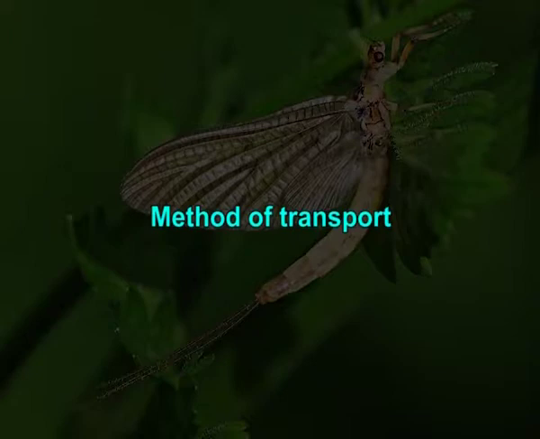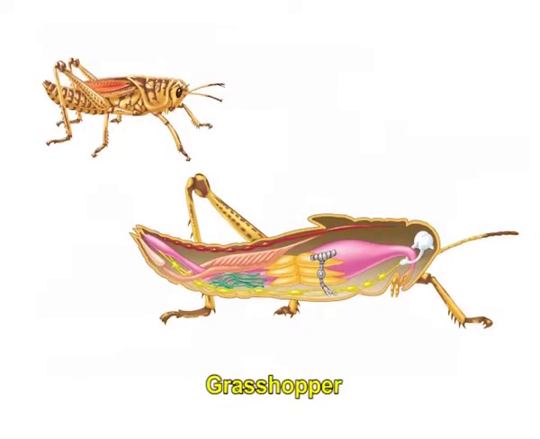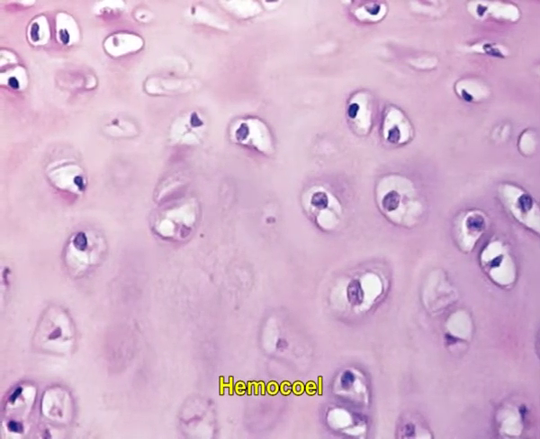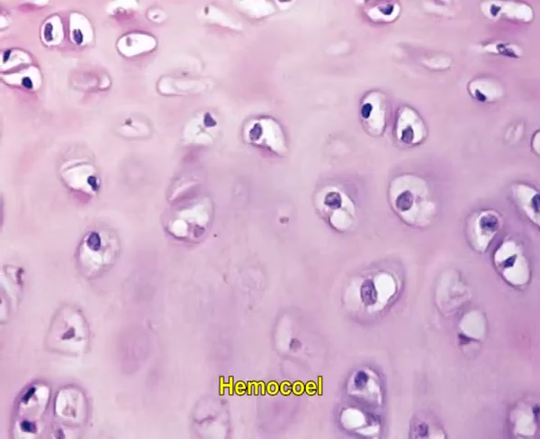Method of transport. In the grasshopper, the closed portion of the system consists of tubular hearts and an aorta running along the dorsal side of the insect. The heart pumps hemolymph into the sinuses of the hemocoel, where exchanges of materials take place. The volume of the hemolymph needed for such a system is kept to a minimum by a reduction in the body cavity. The hemocoel is divided into chambers called sinuses.